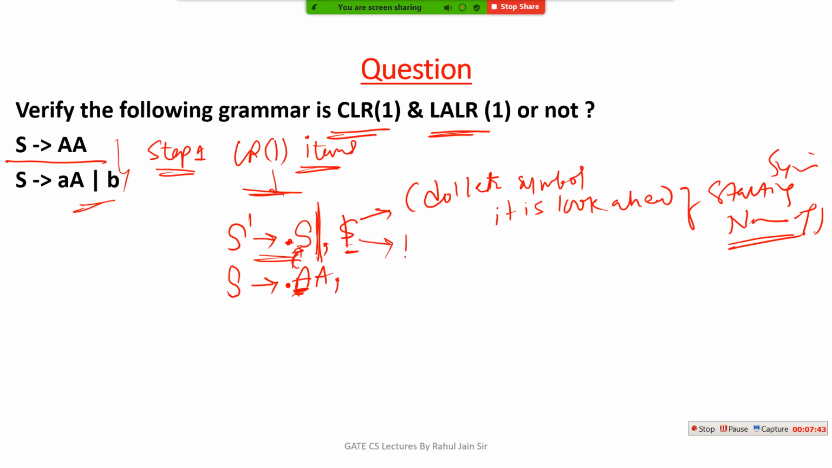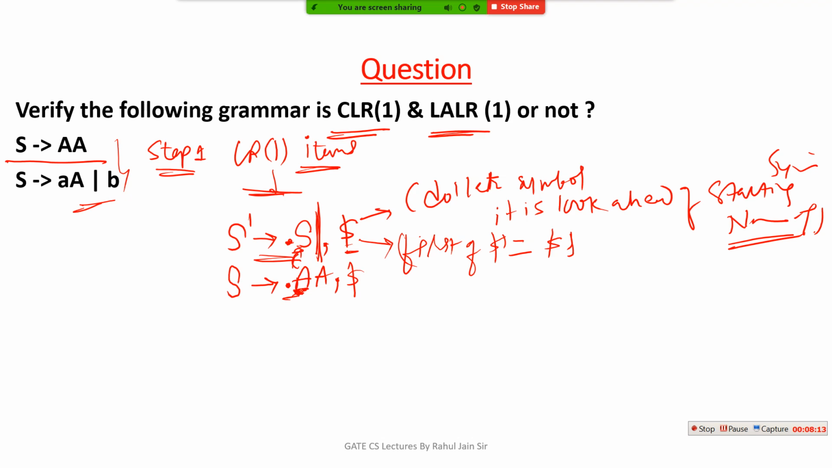So whatever the first of dollar is will be the look ahead of this step, that is of this A. So the look ahead of this A is dollar. Why dollar? Because first of dollar is nothing but dollar. So I had taken dollar here as the look ahead of this A.